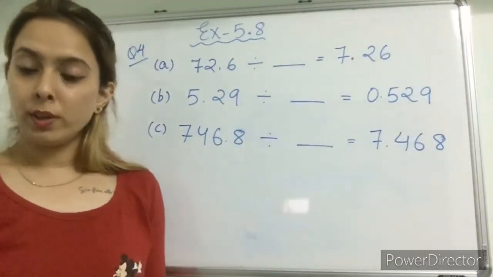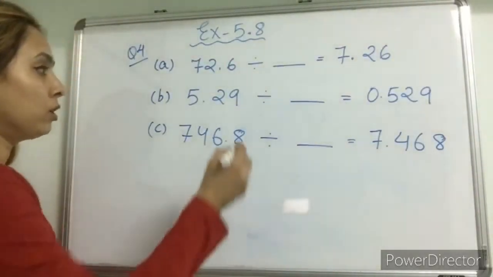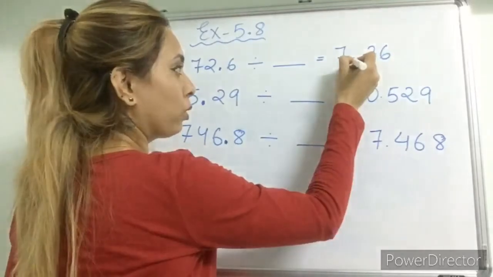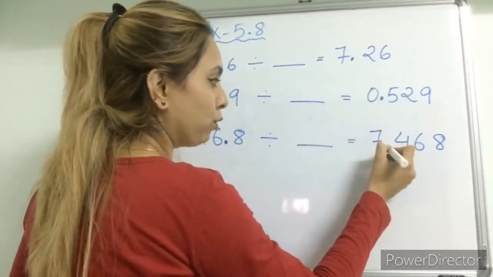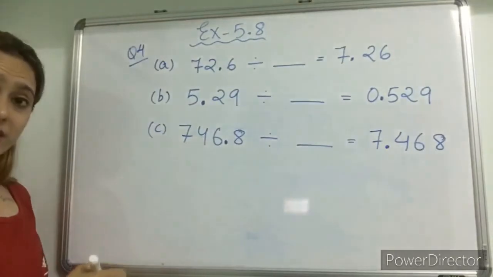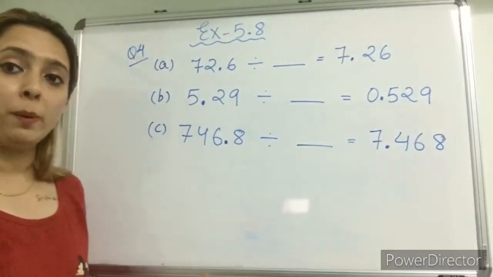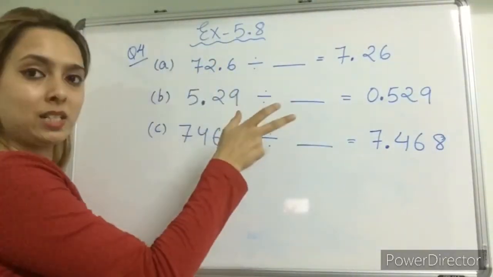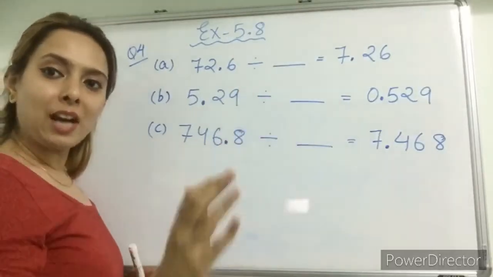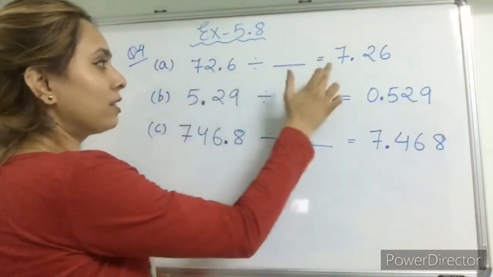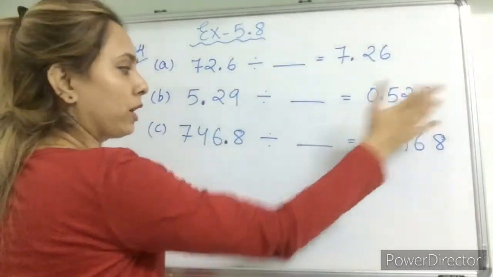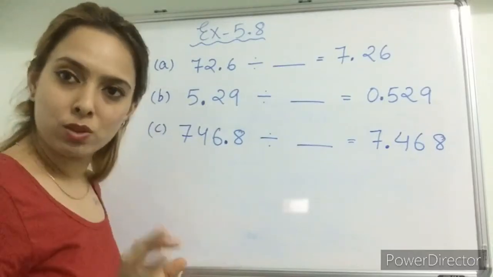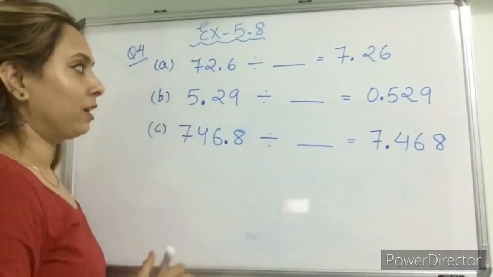Okay, question number 4 is find the missing divisors. So you all can see that dividends are given to us and the quotients are given to us. We have to find out the divisors. Same thing, it's like the same question in multiplication. So check the numbers first in these types of questions. If the digits are same, you have to write the 10, 100 and 1000 values. 726, 726, 529, 529, 7468, 7468. It means we have to play with 10, 100 and 1000. Shifting of decimals must be there.